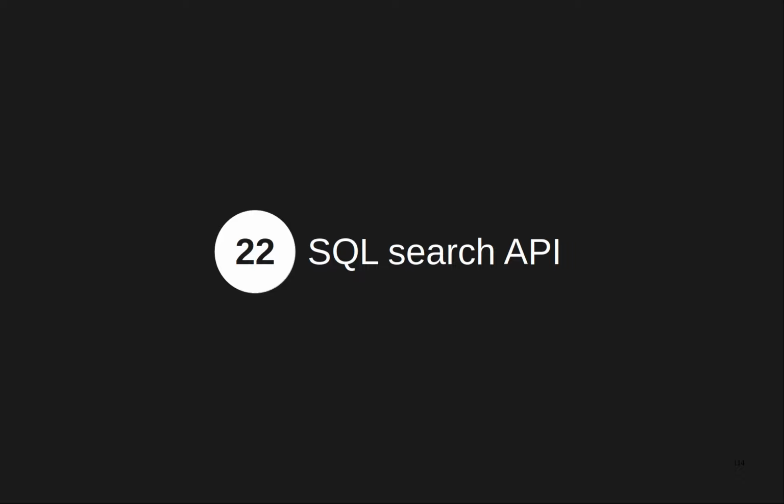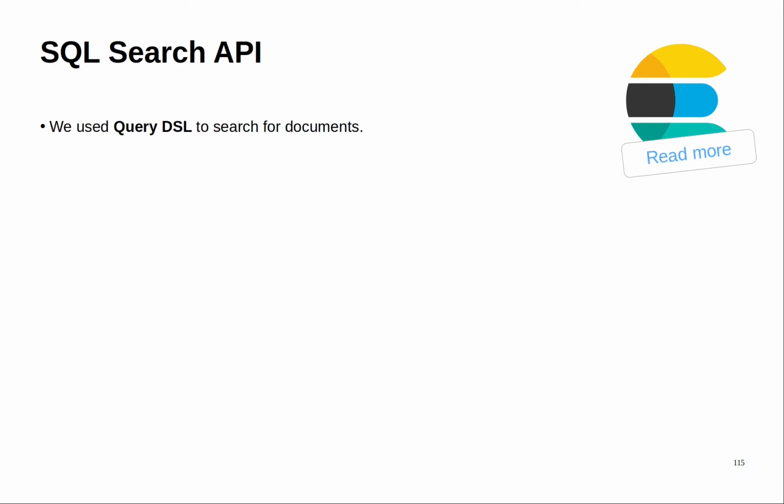Hello everyone! Today I will guide you on how to use the SQL Search API to search for documents in Elasticsearch. This approach will be particularly helpful for those who are more familiar with SQL than with Elasticsearch's default Query DSL. In previous videos, we used the Query DSL to perform document searches.